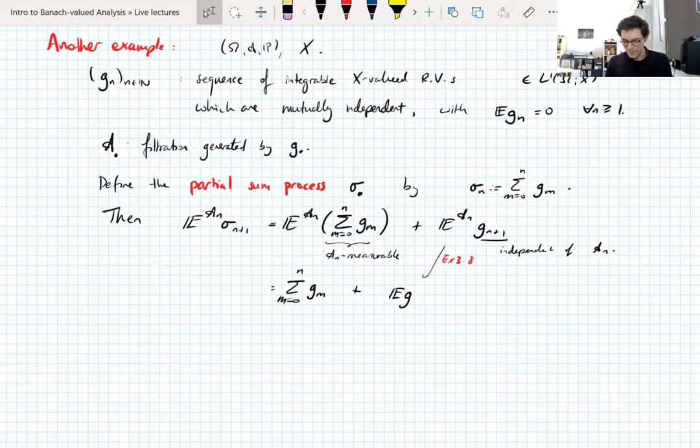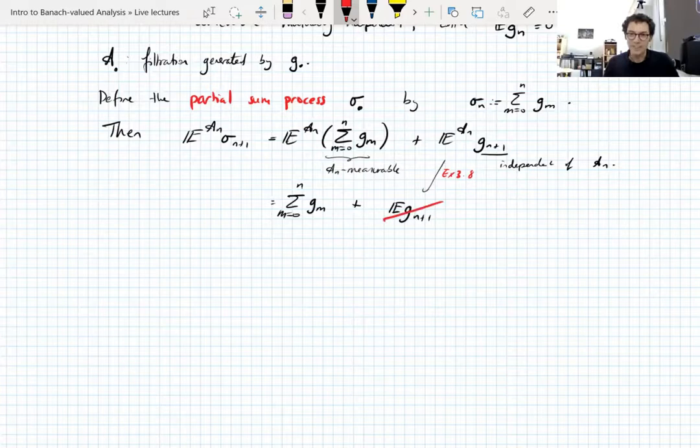And the only thing that we're using is that because G_{n+1} is independent of A_n, the conditional expectation with respect to A_n is just the expectation. Basically, independence says that A_n doesn't give you any relevant information about G_{n+1}. So the best estimate is just a constant given by its average. And by assumption, G_{n+1} has mean zero, right? So this is nothing. And you're left with the sum process up to index n. So this partial sum process is a martingale.